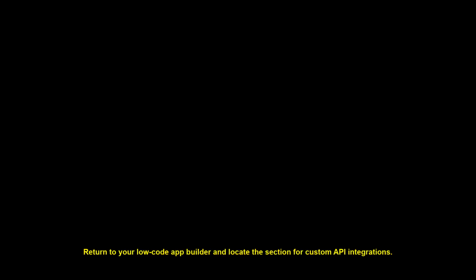Return to your low-code app builder and locate the section for custom API integrations. Create a new API integration and paste the Stytch API keys in the designated fields. Set up the required authentication endpoints in your app builder. Use the provided Stytch documentation to understand the required parameters for authentication.